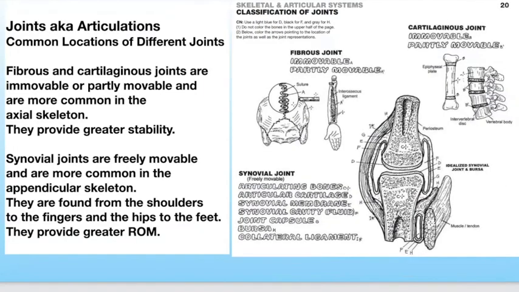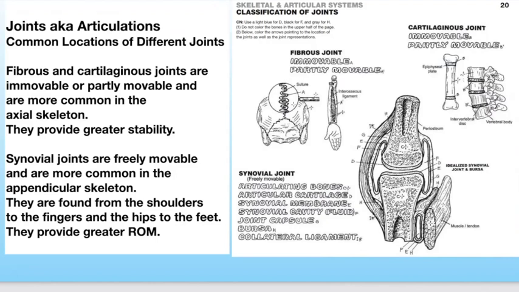Okay. The fibrous and the cartilaginous joints that are either immovable or partly movable only are more common in the axial skeleton, which makes sense because we need greater stability in our axial skeleton, which, remember, includes the skull, the vertebral column, the ribs, and the sternum. And we don't need a whole lot of range of motion in the axial skeleton, but we expect all of those components of the axial skeleton to provide a stable center from which we can move the appendicular skeleton.